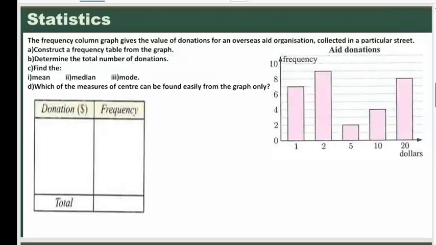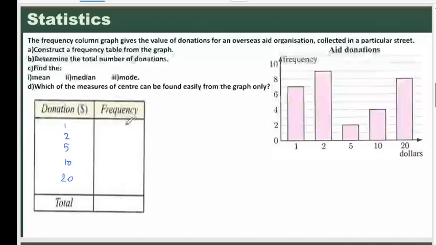And we say $1 would be 7 times we collected. So the donation in dollars, I say $1, $2, $5, $10, and $20.